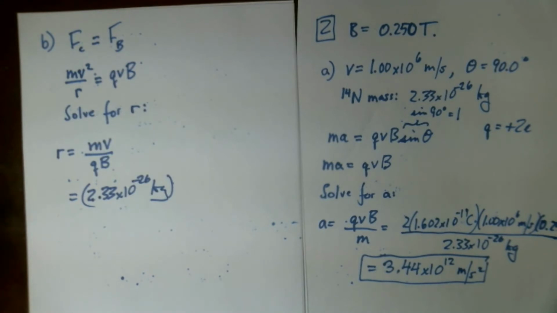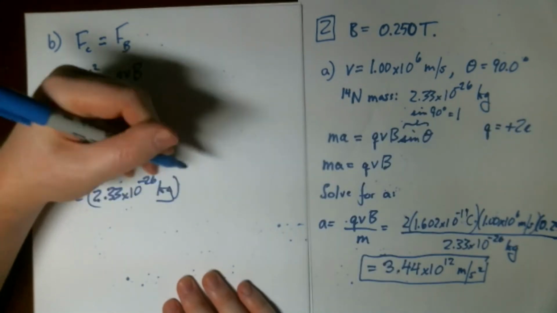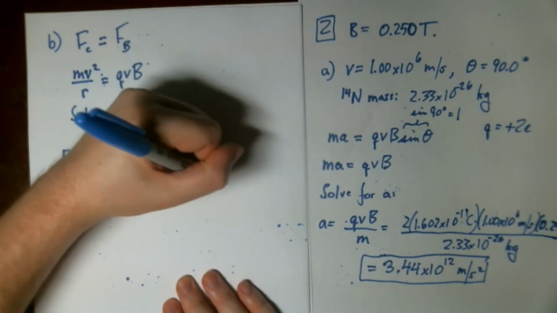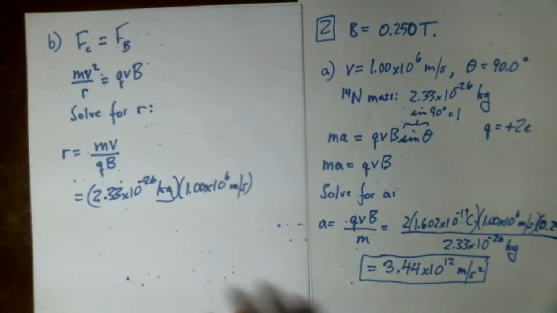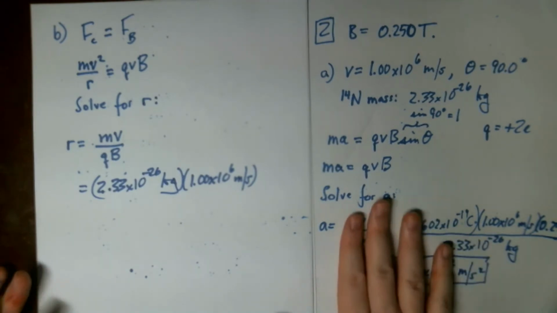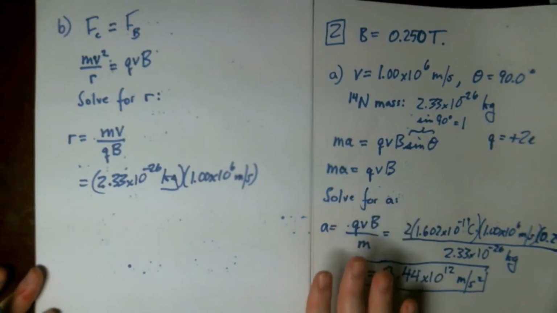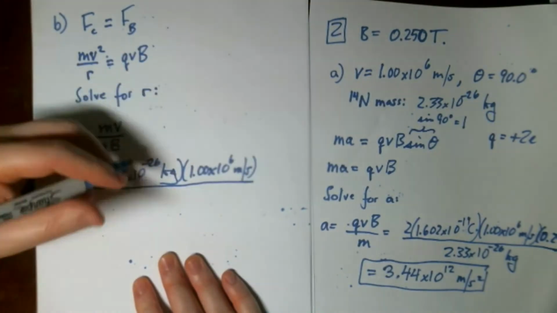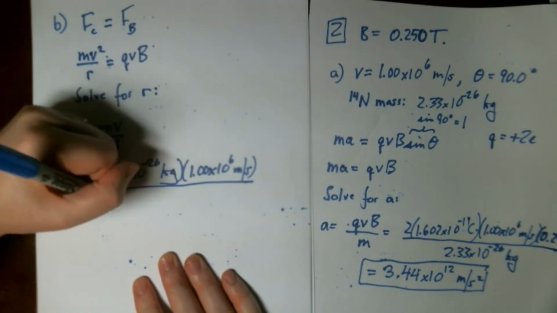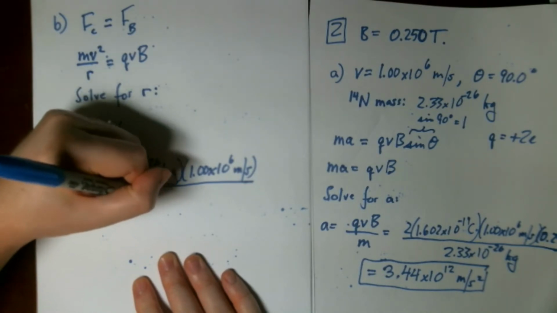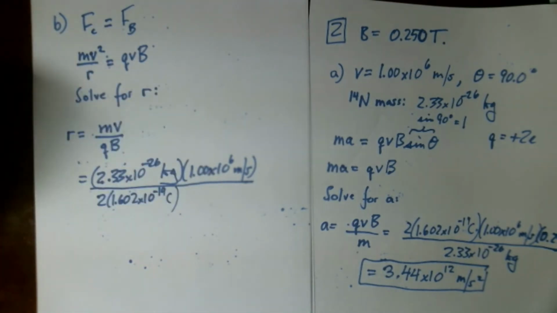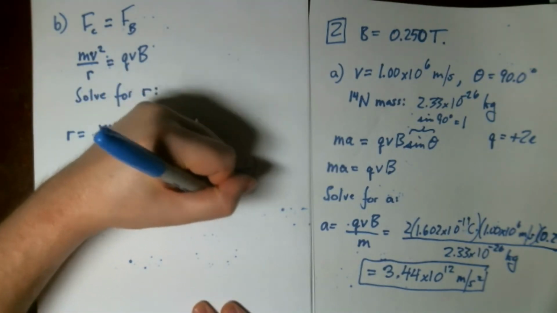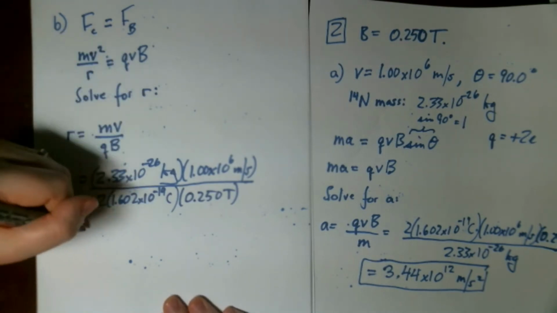We know its velocity, its tangential velocity in this case, is going to be 1.00 times 10 to the 6 meters per second. Remember, magnetic fields don't change the speed of a particle. They only change the trajectory. And then we divide by the charge on the nucleus, which is going to be 2 times 1.602 times 10 to the negative 19 coulombs, and by the magnetic field, 0.250 teslas.